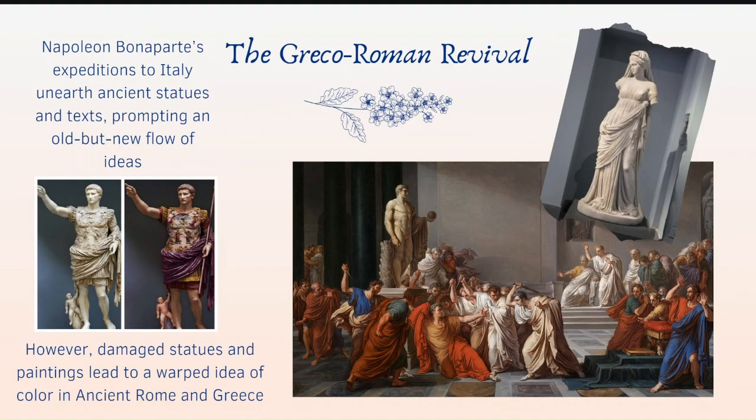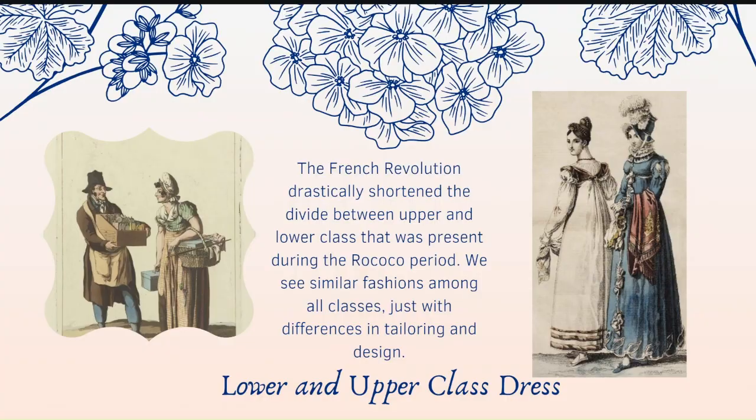Napoleon Bonaparte's expeditions to Italy unearthed ancient statues and texts, prompting an old but new flow of ideas for artists, musicians, and philosophers alike. However, damaged statues and paintings lead to a warped idea of color in ancient Rome and Greece. People believed that ancient Rome and Greece were primarily white and pastel clothing, but this was not the case.